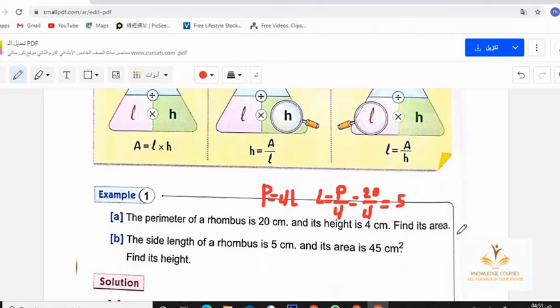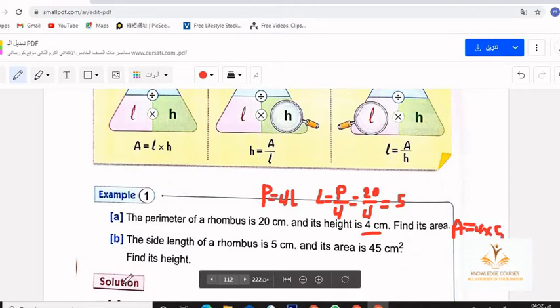And the area equals L multiply height. Its height is 4, so the area equals L multiply height, equals 4 multiply 5. Okay.